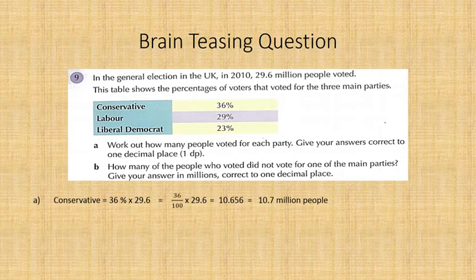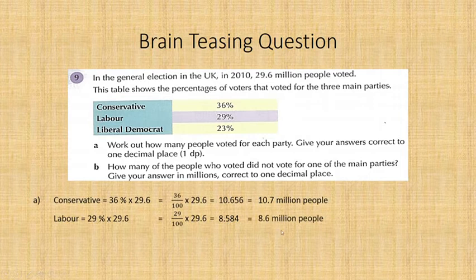The same question, but for the second party, Labour. So Labour equals 29% times 29.6. You have the two methods that we talked about in the previous videos. So it's 29 over 100 times 29.6, and the answer is 8.584. Again, you have to correct your answer to one decimal place. This is the first decimal place, the tenths. Go next door, it's 8, which is a strong number, so add one more to the 5, and it's going to be 6. So the answer is 8.6 million people.